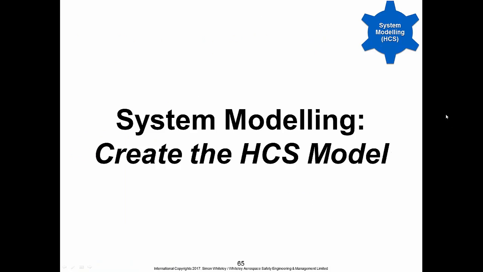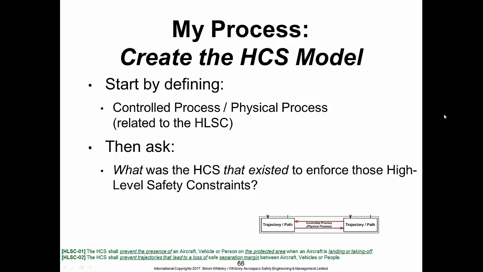So now we create the control structure model. We do some system modeling. So as I said before, we start with the control process, the physical process, and that's related to the high-level safety constraint. Then we ask ourselves, what was the control structure that existed to enforce those high-level safety constraints?